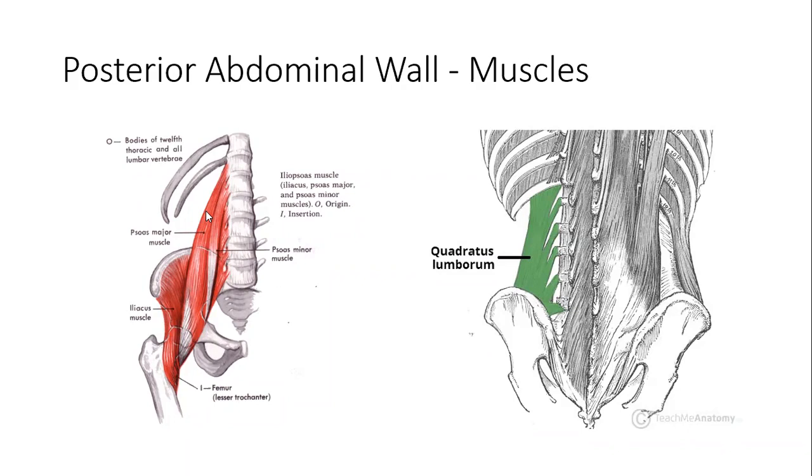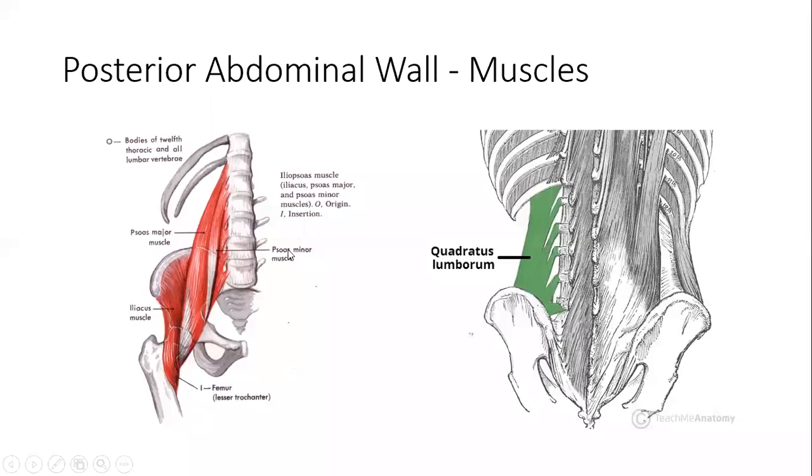It receives its innervation from the anterior rami of first, second, and third lumbar spinal nerves. This muscle is particularly important for flexion of the thigh at hip joint and lateral flexion of the vertebral column.